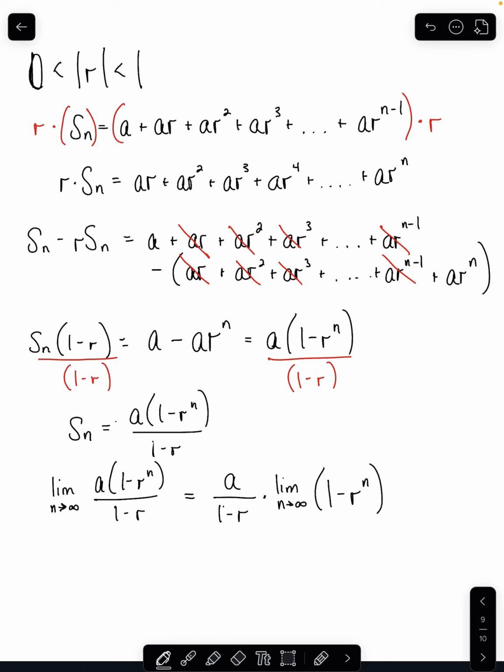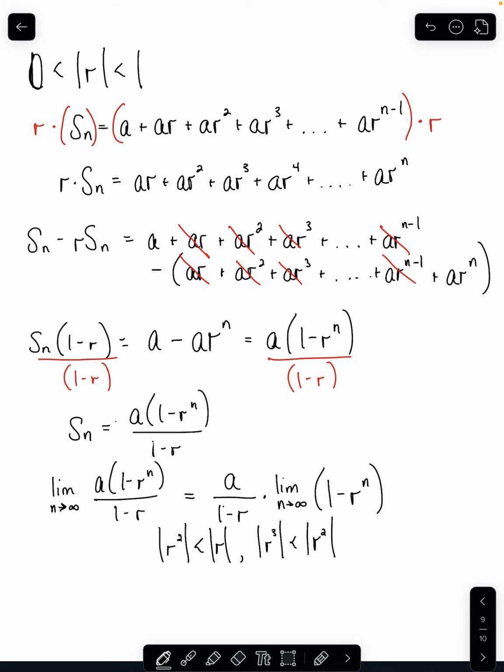Now, of course, the limit of 1 is 1. So what we really need to look at is the limit of r to the n. But what we also know here, much like we saw when r was bigger than 1, when r is smaller than 1, r squared is actually going to be smaller than r to the first. And r cubed is smaller yet than r squared. Because when you take a value smaller than 1 and multiply it by itself, it gets even smaller.